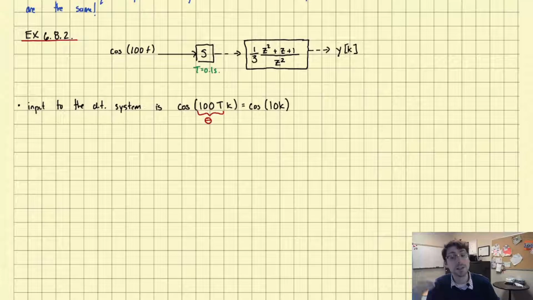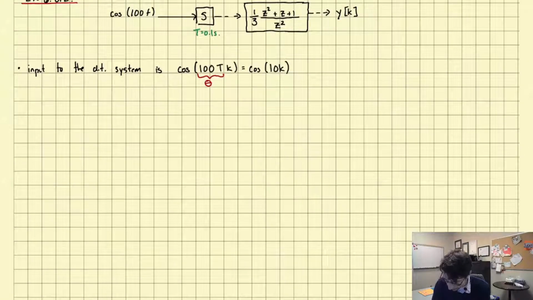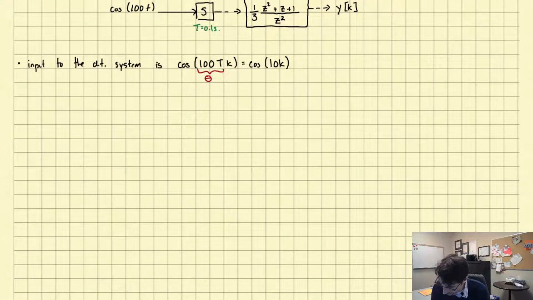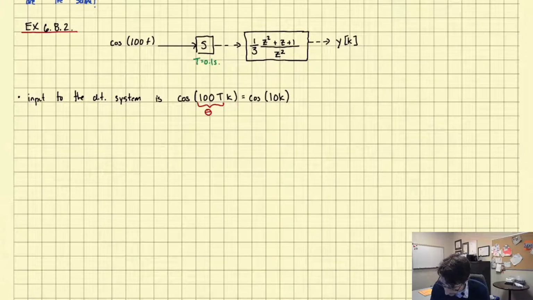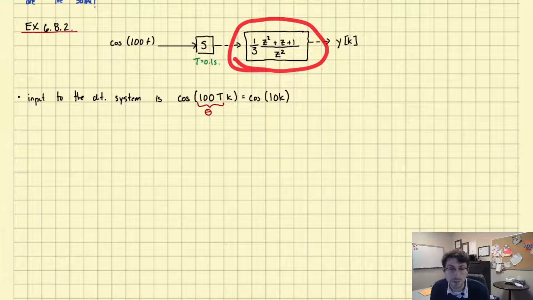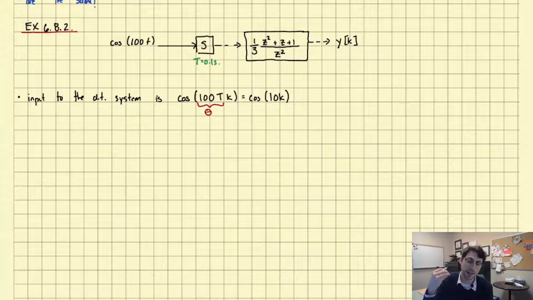So the reason I'm doing this is to be able to use the figure in order to get my frequency response. And this would be relevant if you didn't have the transfer function. In this case, because I have the transfer function, I could just plug in z equal to e to the j10, compute the magnitude and phase, and be done with it. But I'm going to suppose that we want to use the supplied graphical representation.